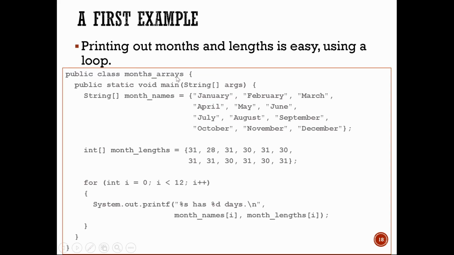So printing out months and length is easy using a for loop. And this is an example of printing months and, at the same time, the length of each month, wherein our i is from 0 to 12, and we print the value of month names from 0 to 12 and month length from 0 to 12.